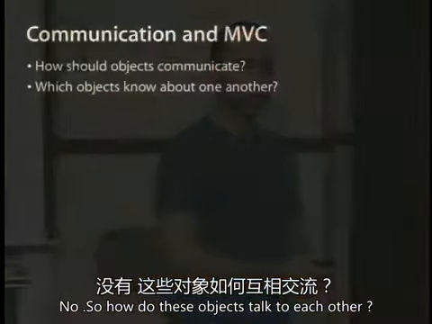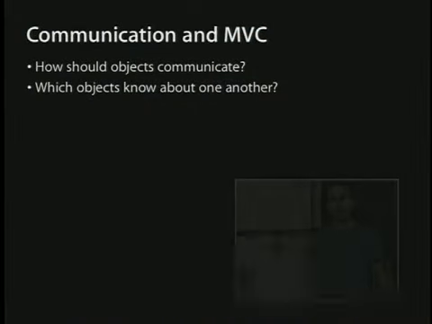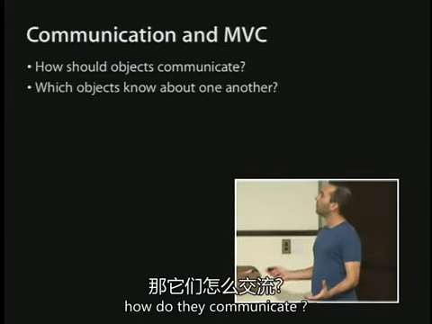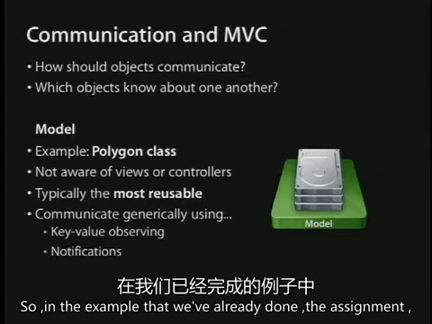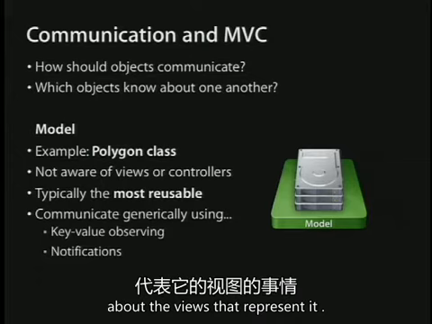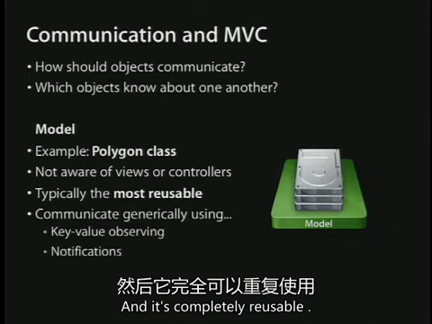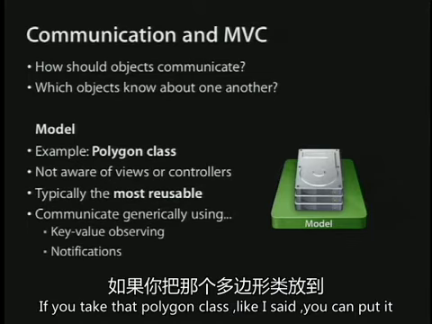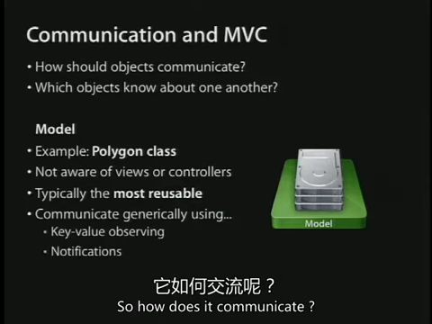So how do these objects talk to each other? If they're supposed to be so separate from each other, how do they communicate? Well, let's start with the model. In the example that we've already done, in the assignment, the polygon class doesn't know anything about the views that are represented. And in fact, it doesn't even know about the controller that's manipulating the data. And it's completely reusable. You take that polygon class, like I said, you can put it on another system, build something else on top of it. So how does it communicate?